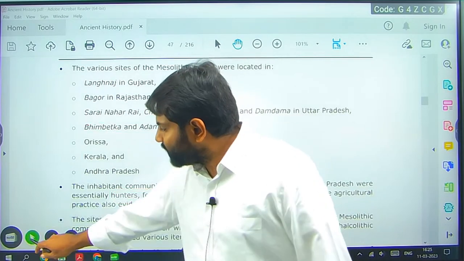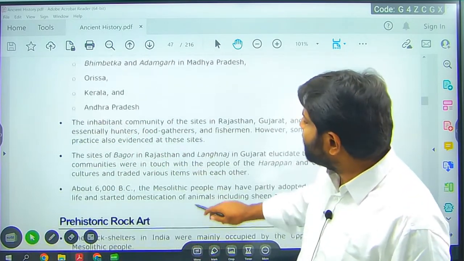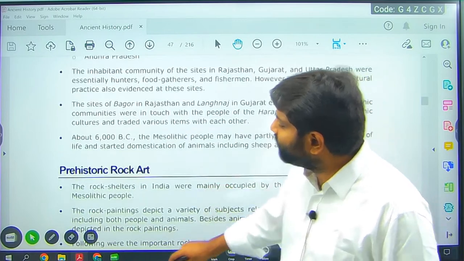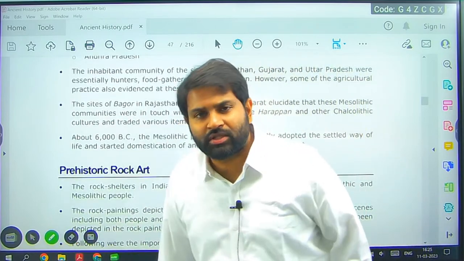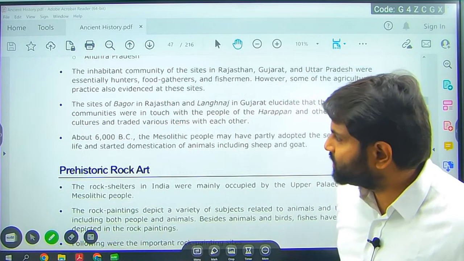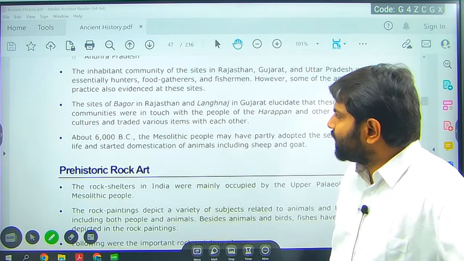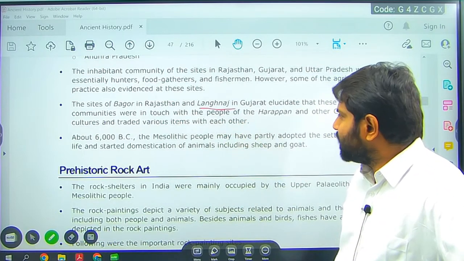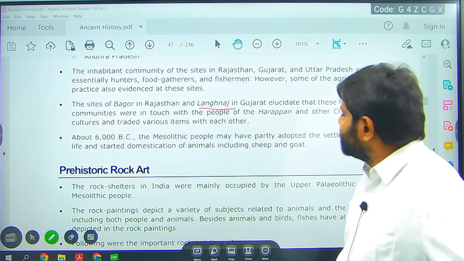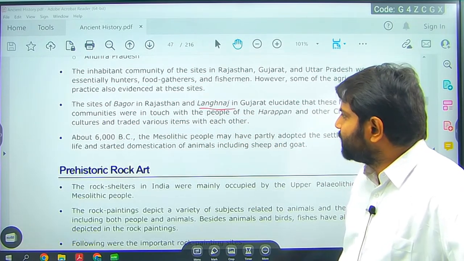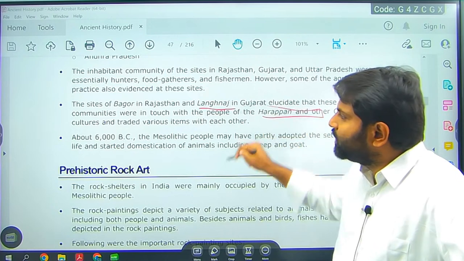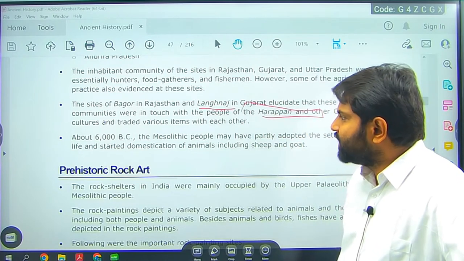When they come back from caves to the valleys, river valleys, when they walk down from the hills to river valleys, the story changes. It is a different civilization. The sites of Bhagor in Rajasthan or Langhnaj in Gujarat illustrate that these Mesolithic communities were in touch with the people of Harappan and other Chalcolithic cultures, which traded various items with each other.